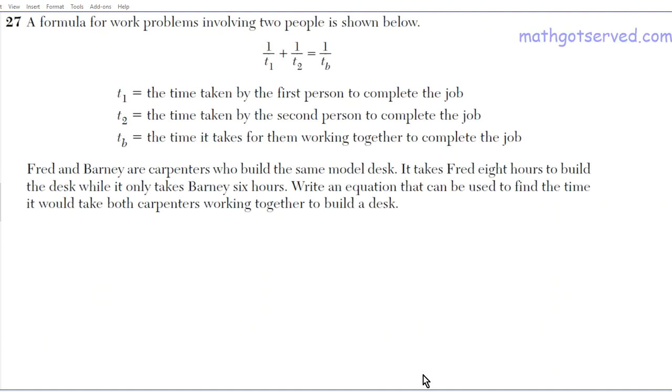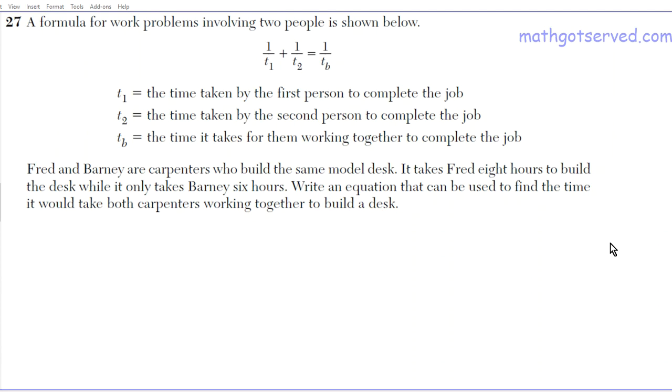Alright, let's take a look at question 27. It reads, a formula for work problems involving 2 people is shown below. So we have the formula right here and the values of T1, T2, and TB. Fred and Barney are carpenters who build the same model desk. It takes Fred 8 hours to build the desk, while it takes Barney only 6 hours to build the desk. Question: write an equation that can be used to find the time it would take both carpenters working together to build the desk.